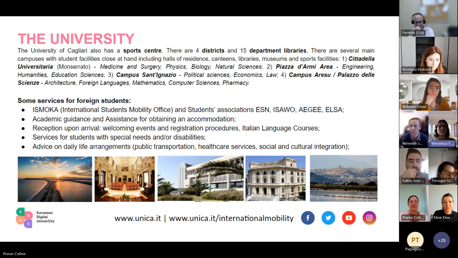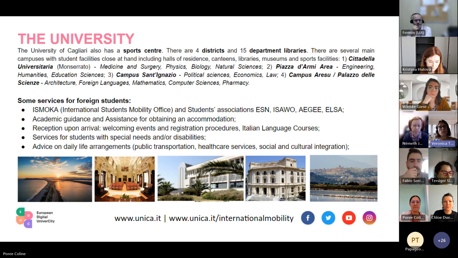Thank you. So students coming from abroad find here a very welcoming situation, since we have many services for students. We have four different districts according to the faculty they choose. Three of them are found right in the center of the city. One of them is found in Monserrato, which is in the outskirts of Cagliari, but very well connected to the center. And this campus, the one in Monserrato, is very modern. It's the newest we have.